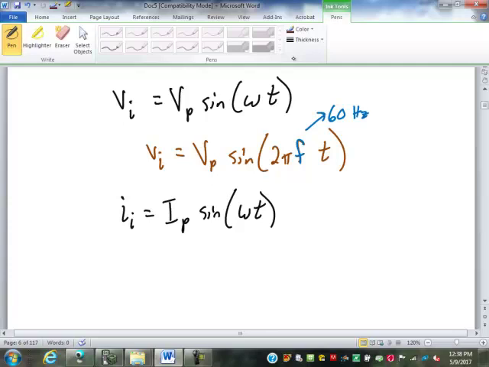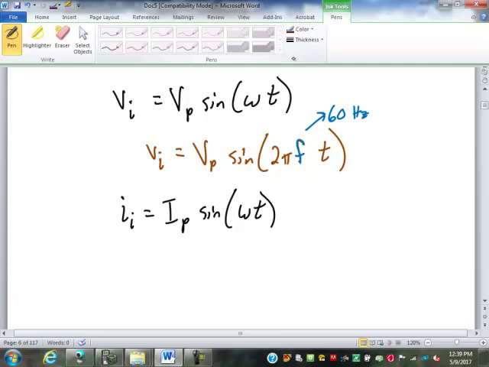Voltage leads current in an inductor, L for the inductor. That's what you say: ELI the ICEman. ELI the ICEman. L for inductor, voltage leads current. And then C for capacitor, current leads voltage. Yeah, that makes sense.